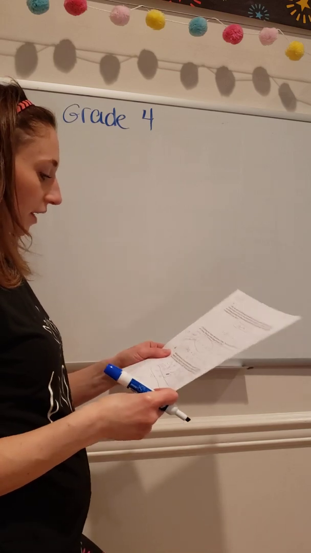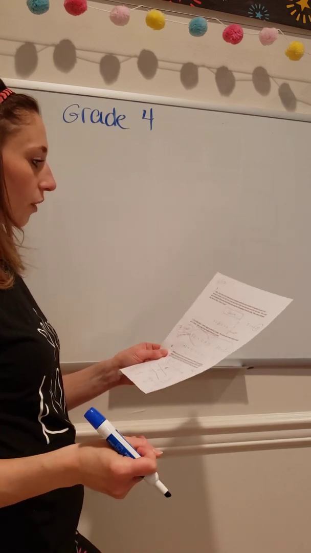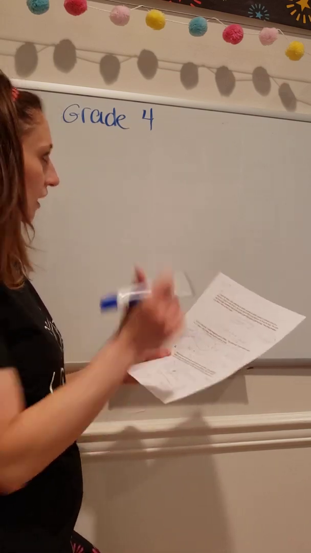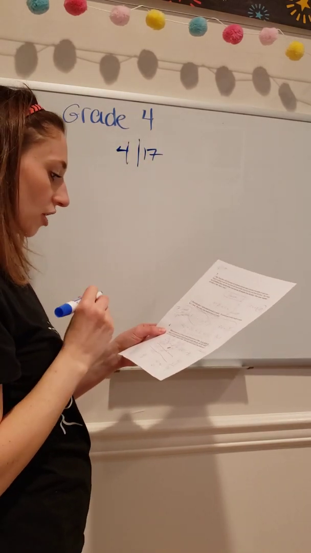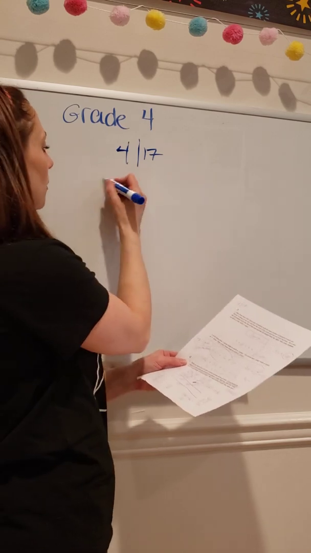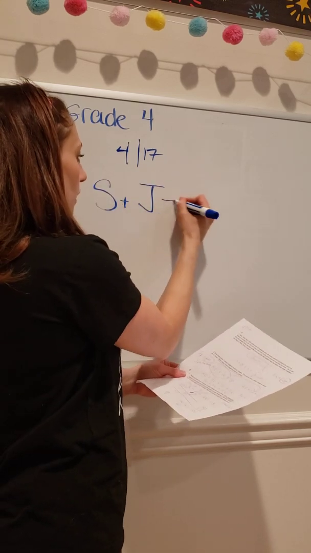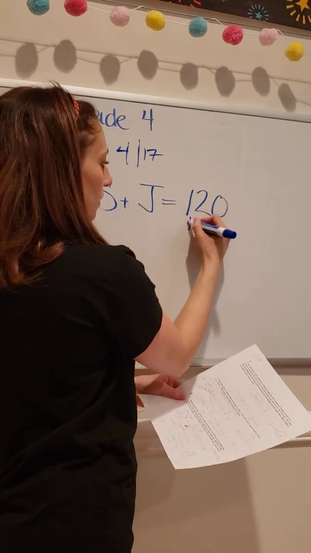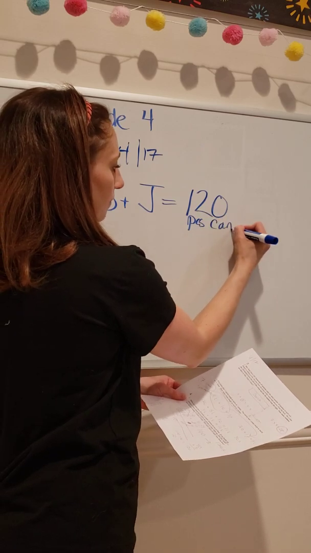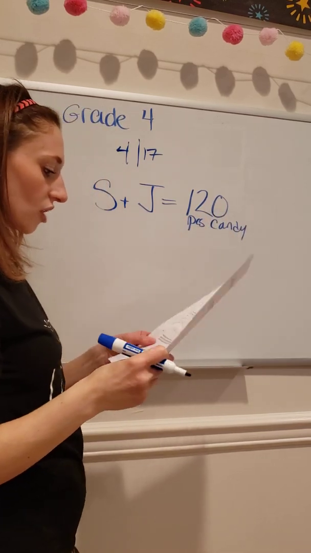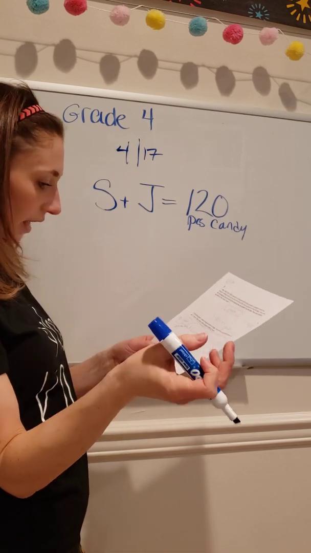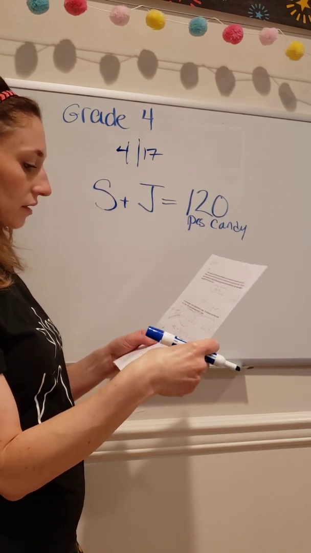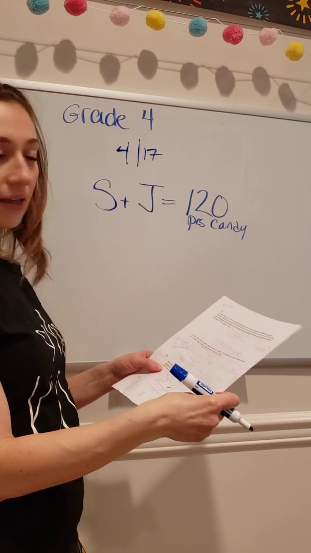All right. The last problem, there was only one problem today on 417. Stella and Jenny have 120 pieces of candy between the 2 of them. So Stella plus Jenny equals 120 pieces of candy. If you double the amount of candy Jenny has and halve the amount of candy that Stella has, they would have the same number of pieces. How many pieces of candy does Stella have?